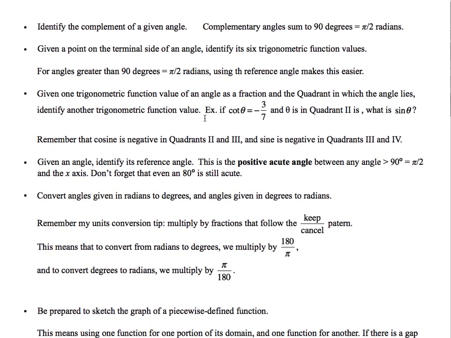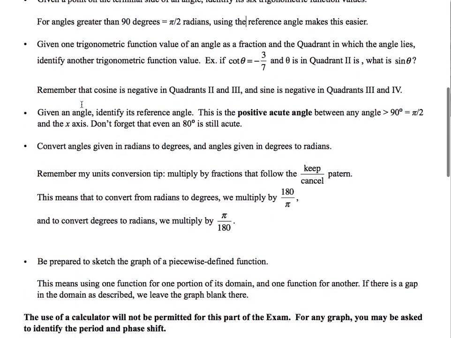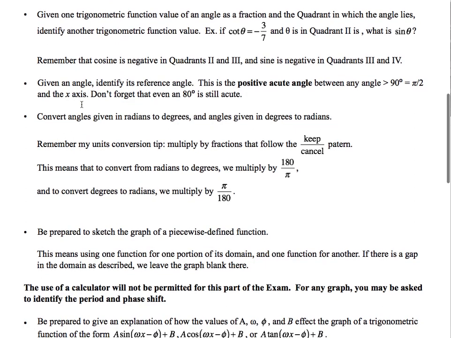given angle. Next it says, given a point on the terminal side of an angle, identify its 6 trigonometric function values. For angles greater than 90 degrees or pi over 2, using the reference angle makes that easier, which I'll get to in a second. Now, given one trigonometric function value of an angle as a fraction and the quadrant in which the angle lies, you are asked to identify another trigonometric function value.